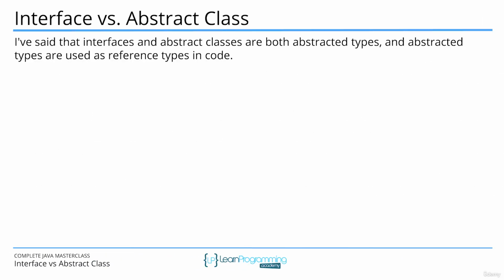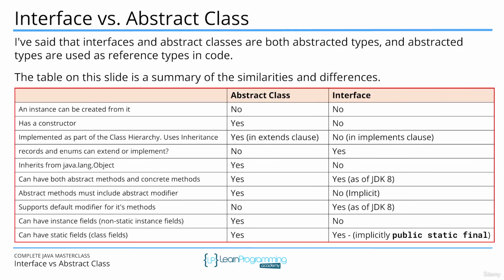I've said that interfaces and abstract classes are both abstracted types, and abstracted types are used as reference types in code. The table on this slide is a summary of the similarities and differences. You already know you can't create an instance of either, but significantly, an abstract class lets you declare a constructor which can be called by subclasses. An abstract class participates in inheritance, but an interface doesn't. So when you use an abstract class, you use it in the extends clause of a class. When you use an interface, you use it in the implements clause of a class, record, or enum type.